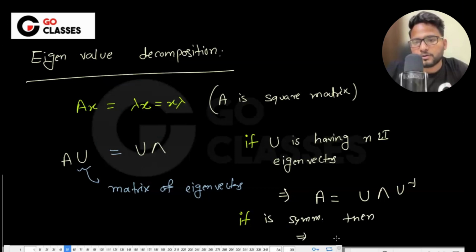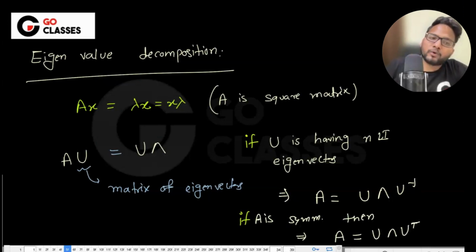If A is symmetric, then in that case, you will be having orthogonal eigenvectors, right? So U inverse will be U transpose. So if A is symmetric, this will be U lambda U transpose. This is what we have seen in the eigenvalue decomposition.